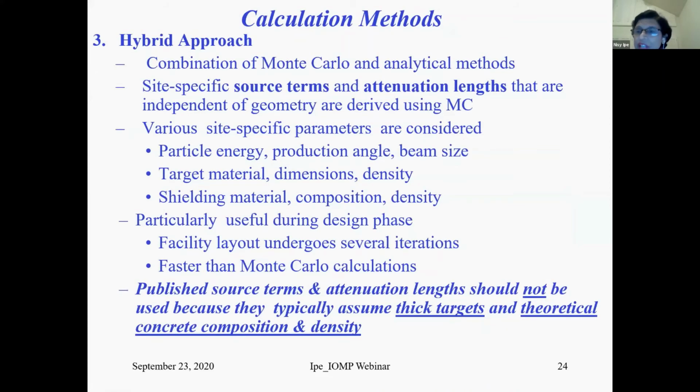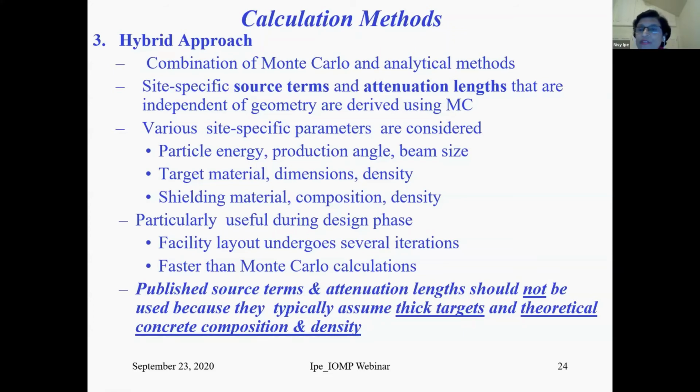So that leaves us with the hybrid approach. This is a combination of Monte Carlo and analytical methods, and we can actually derive site-specific source terms and attenuation lengths that are independent of geometry using Monte Carlo. And we consider various site-specific parameters like the particle energy, the production angle, the beam size, the target material, dimensions, density, shielding material, its composition, density, etc. And these are particularly useful during the design phase because, as I mentioned, the facility layout will undergo several iterations, and they are much faster than Monte Carlo calculations.